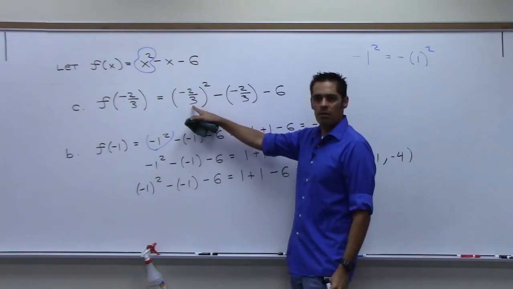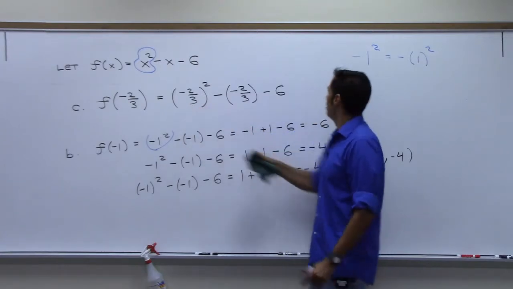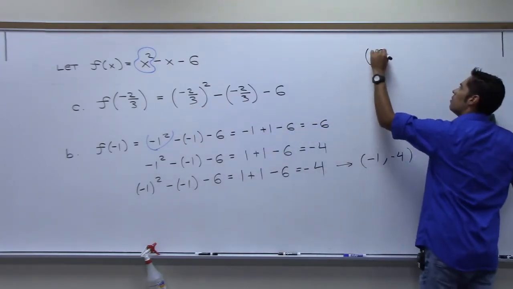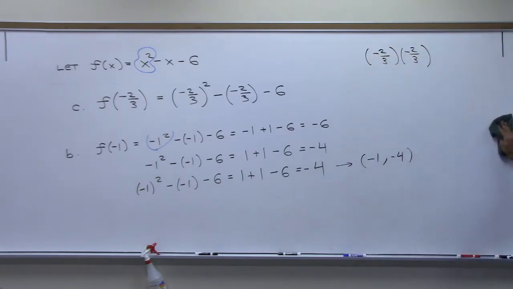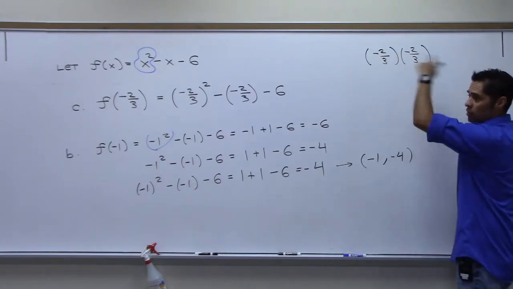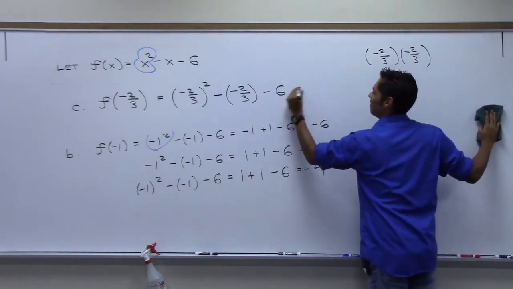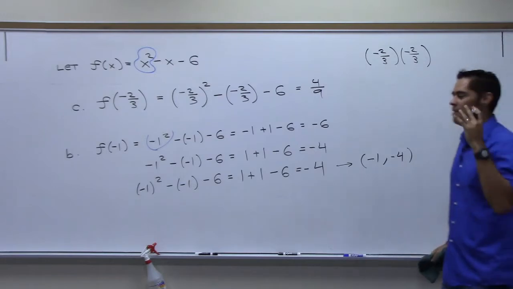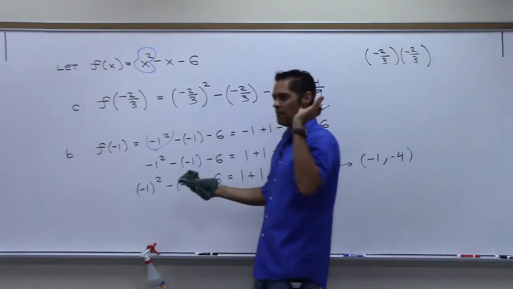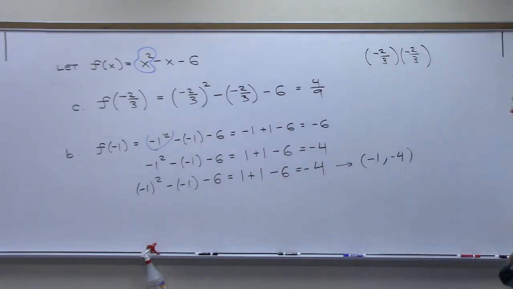What's -2/3 times -2/3? Is it going to be negative or positive? Positive. And multiplication of fractions goes straight across. So 4/9. Those are the types of things that you'll do on a test and not even think about, right? It just happens, and then from then on, it's all out of whack.